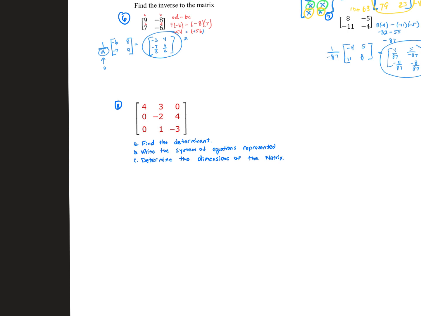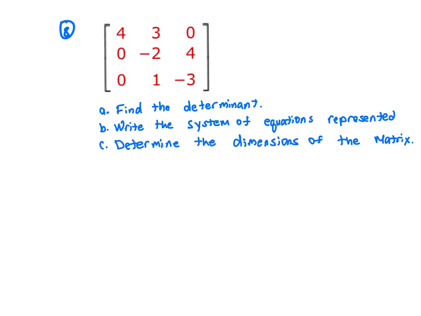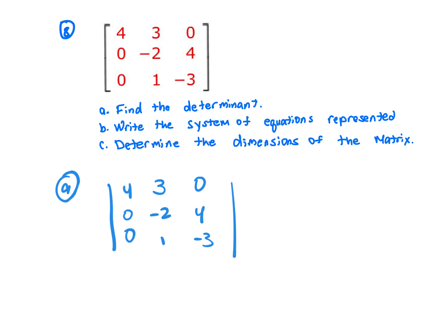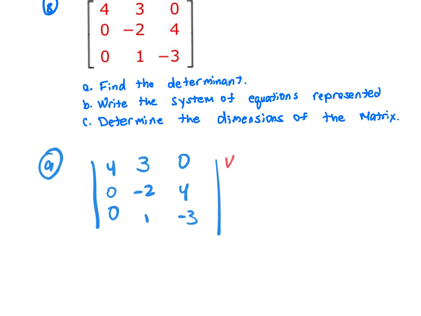All right, this next question is kind of a 3-in-1. You're going to be given a system of equations in matrix form, and you're going to be asked to find the determinant, write the system, and also determine the dimensions. So if we're going to find the determinant here, here's A. I'm going to rewrite this: 4, 0, 0, 3, negative 2, 1, and then 0, 4, negative 3. To find the determinant of a 3 by 3, the first thing we do is recopy the first two columns. So 4, 0, 0, and then 3, negative 2, 1.